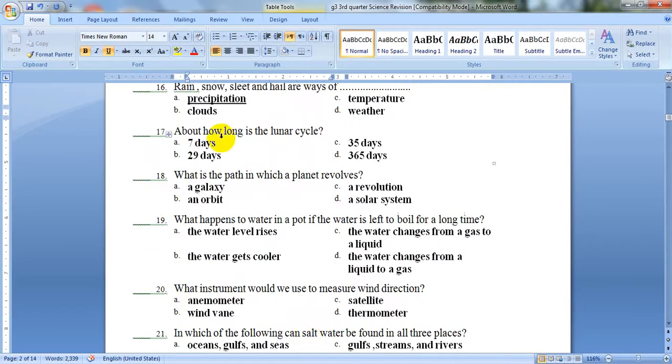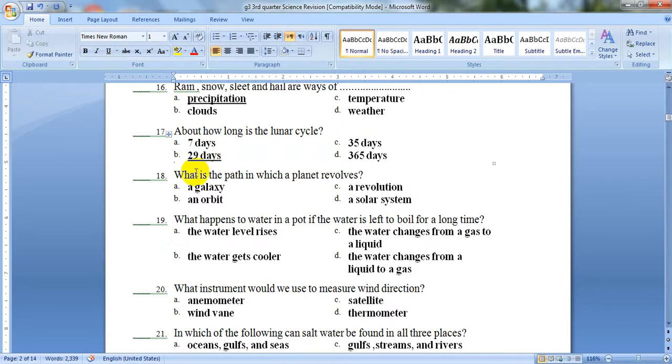About how long is the lunar cycle, the phases of the moon? How long do they take? 7 days, 29 days, 35 days, 365 days. The lunar cycle takes 29 days.